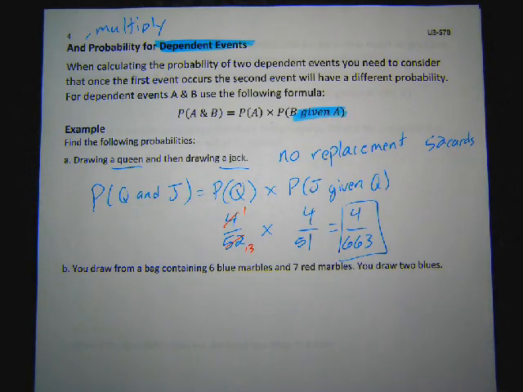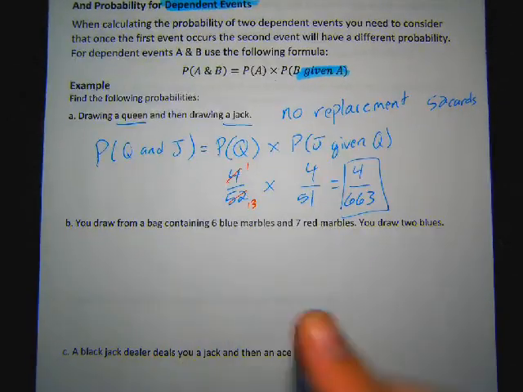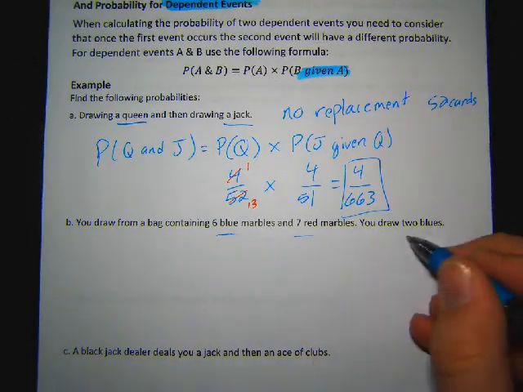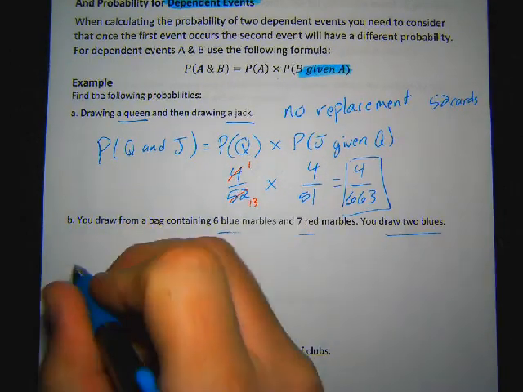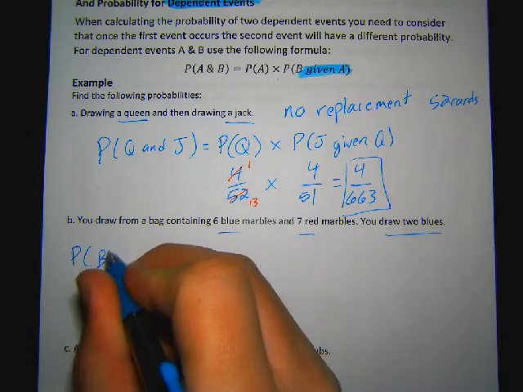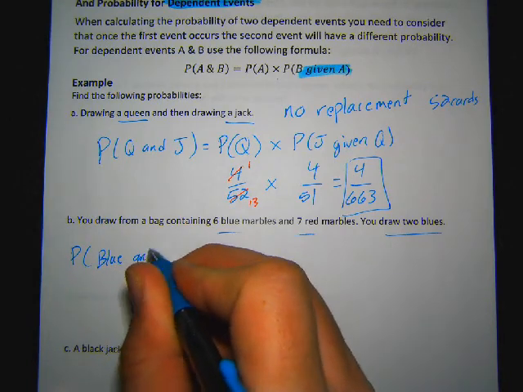Try another one. You draw from a bag containing 6 blue marbles and 7 red marbles, and you're drawing 2 blues. So you reach in and pull out 2 blue marbles. We're looking at the probability of getting a blue and a blue. We're trying to get 2 blues.